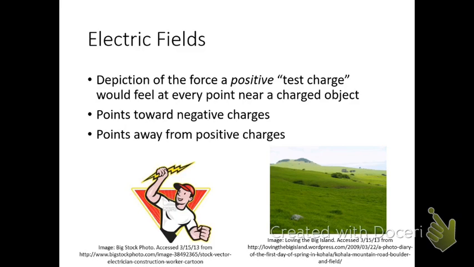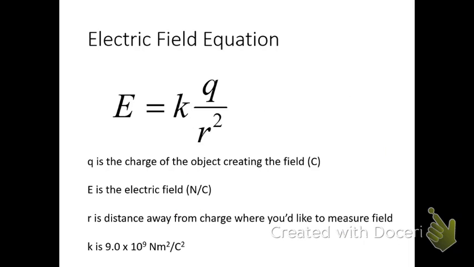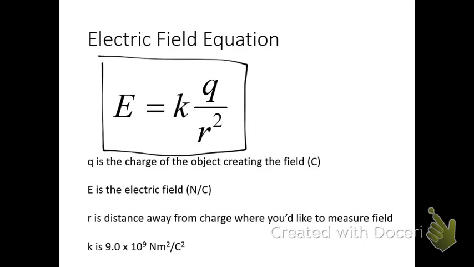But it is the depiction of force that a positive test charge would feel if brought near a charged object. So it always points toward negative charges. It always points away from positive. And you can find the magnitude of that electric field as just kq over r squared, where q is the charge of the object creating the field, E is the electric field in newtons per coulomb, so it's just how many newtons of force per coulomb of charge am I getting. R is the distance away from the charge you'd like to measure the field, and K is good old Coulomb's constant. It's a lot like the force equation, except only one Q to worry about.